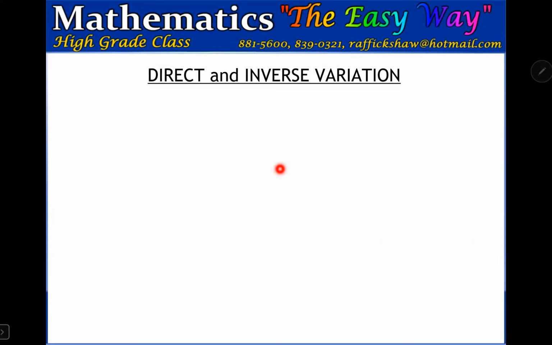Now, let me give you a practical example. So the direct variation is one where as one quantity increases, the other naturally increases as well. But the inverse variation is one where as one quantity increases, the other decreases. All right. Now let us talk about a simple example. Before I get into it, I want us to look at a simple example.